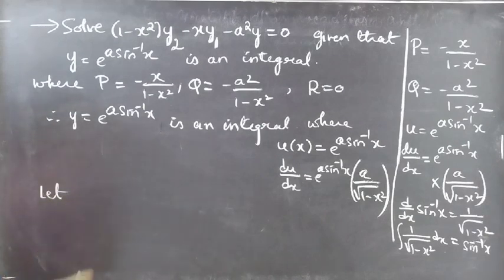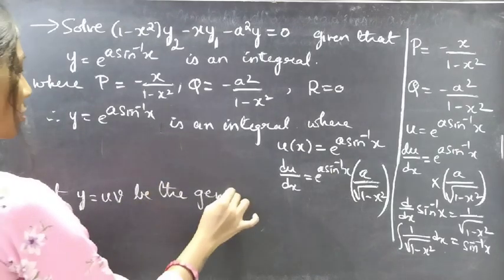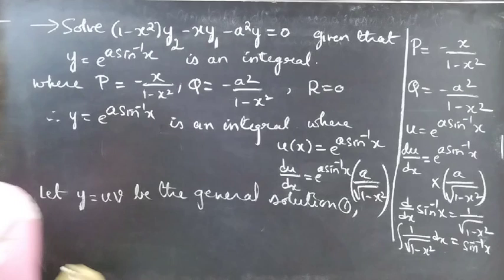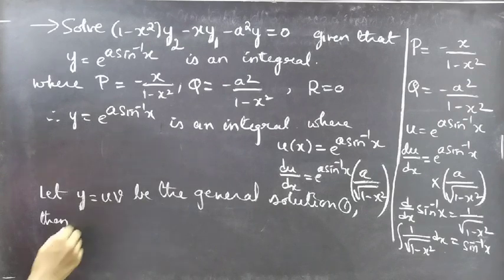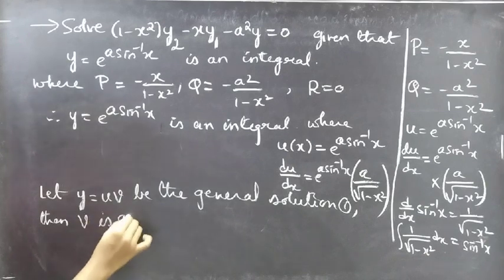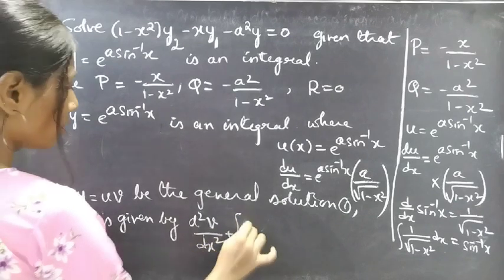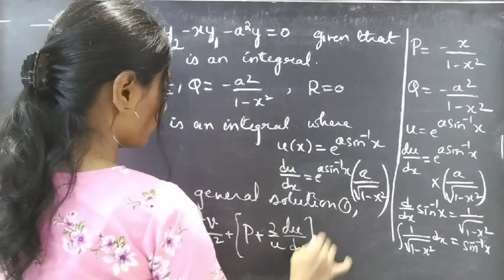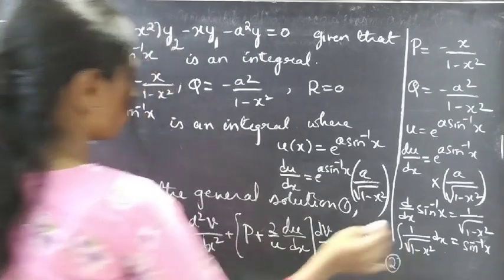Let y equal to uv be the general solution of 1. Then see, already we have u but we need to find v, right? Then v is given by d square v by dx square plus (p plus 2 by u into du by dx) into dv by dx equal to r by u. Consider it as equation number 2.